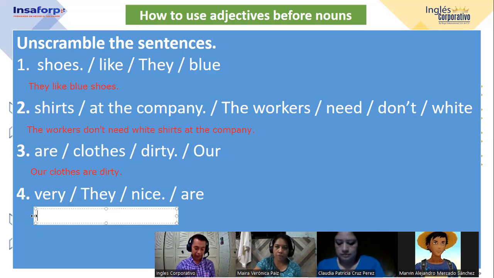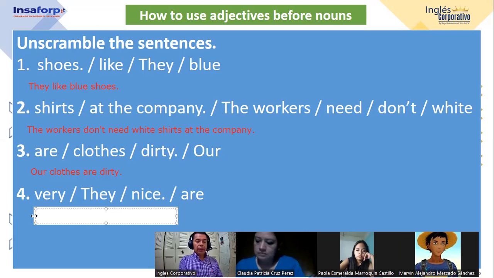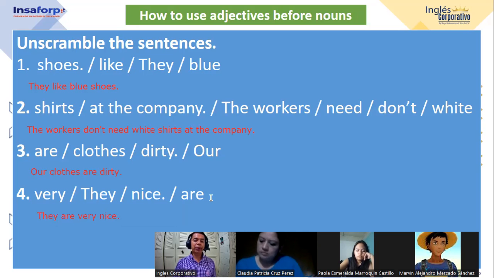Group number one again, please. They are very nice. Correct. In this context, we introduce the intensifier very, right? Aquí metimos de todo, ¿no? Metimos el very, el verbo to be are, y primero ponemos el pronombre, they, right? Y nice va al final, ¿sí? Ahí es un poquito más complicado porque intervienen otras palabras ahí, ¿ok? Understand?